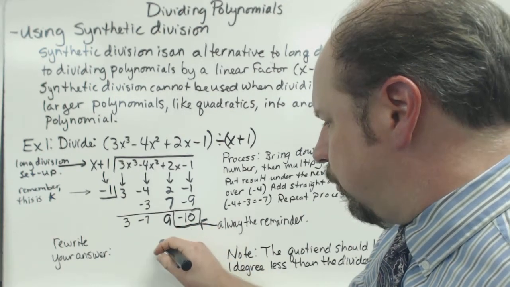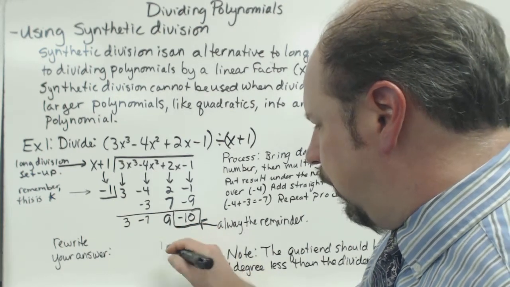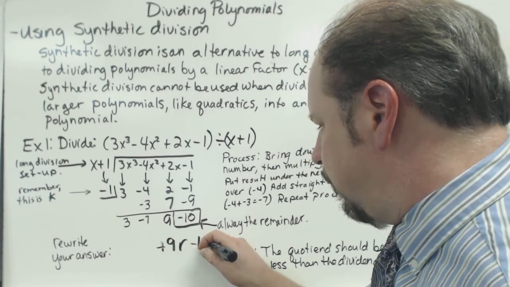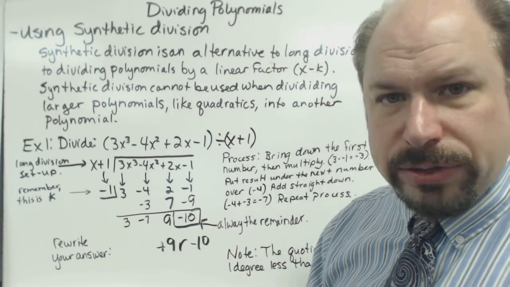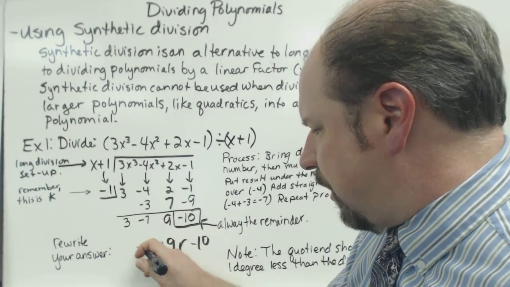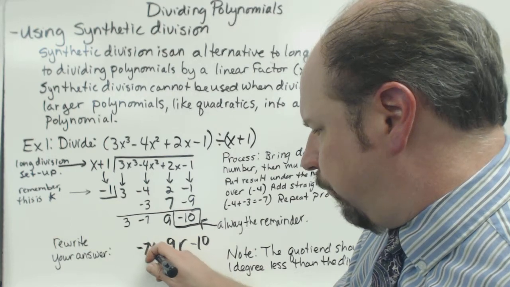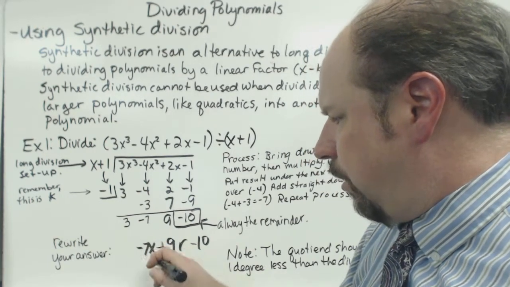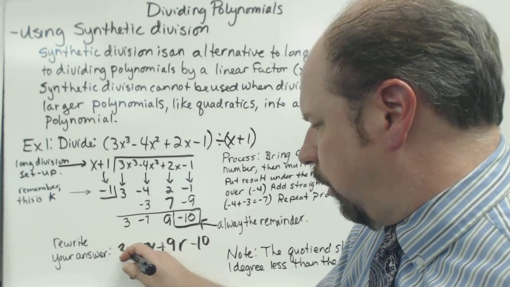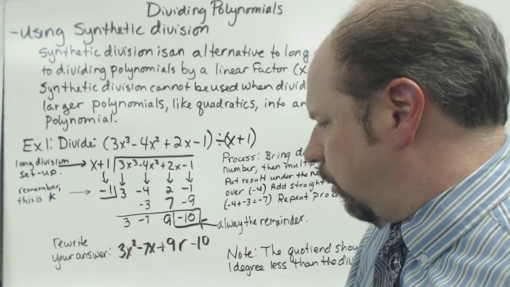So this is our constant term. This is the number at the end, plus 9 with a remainder of negative 10. Okay, and so from there, that means this is the linear term. So the minus 7 is going to have an x with it. And then the term before that, the 3, this is going to be 3x squared.